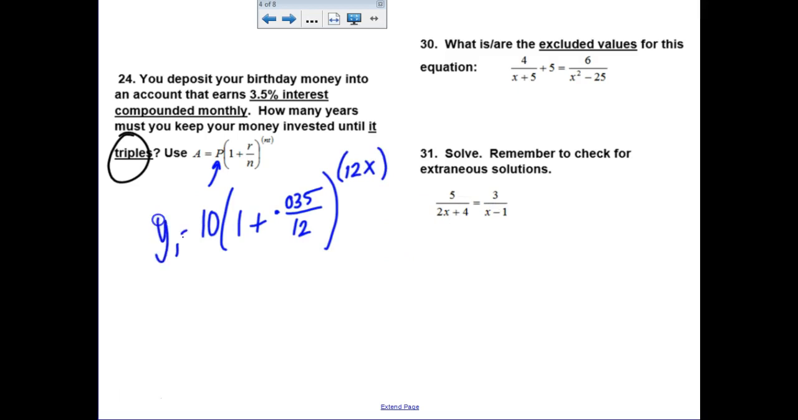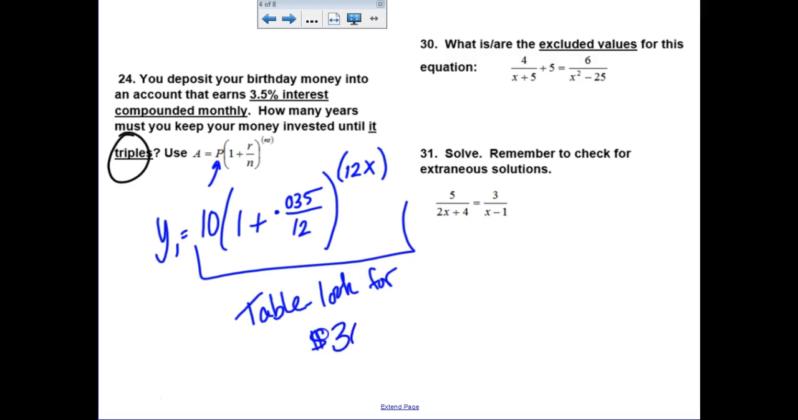What I would have you guys do next is go to y equals, type this into y1, and then go look at your table, and you're going to look for when the money triples. So if we invested $10, I'm going to be looking for $30. And it comes out, I think it's between, it's about 31 years.